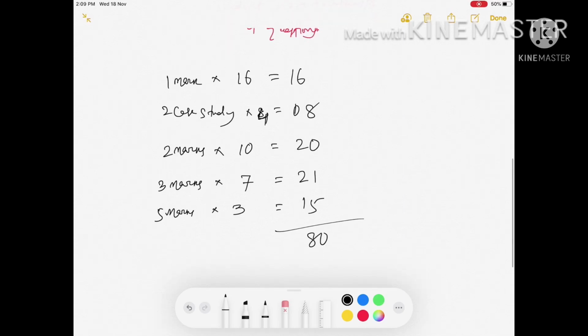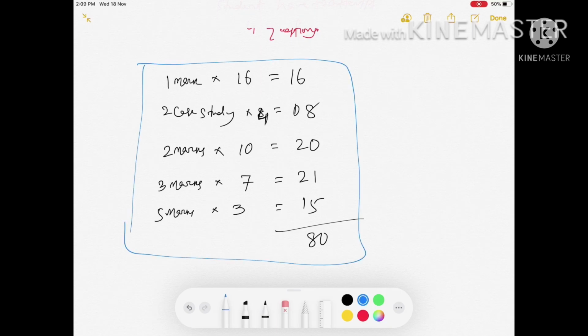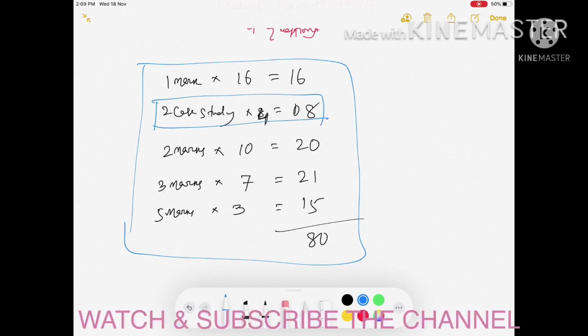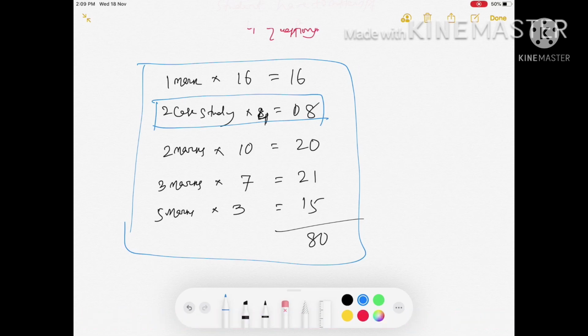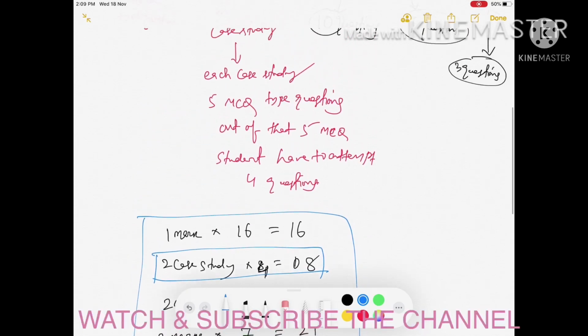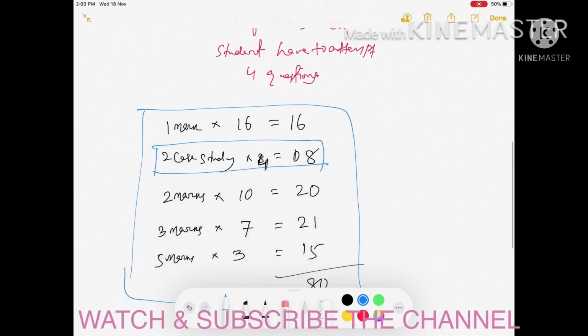From this year, the question paper pattern will be like this. So, specially we have to focus on case study type questions. And in my next video, I will discuss some case study type questions chapter wise. Hope you got the idea about the question paper. Thank you.